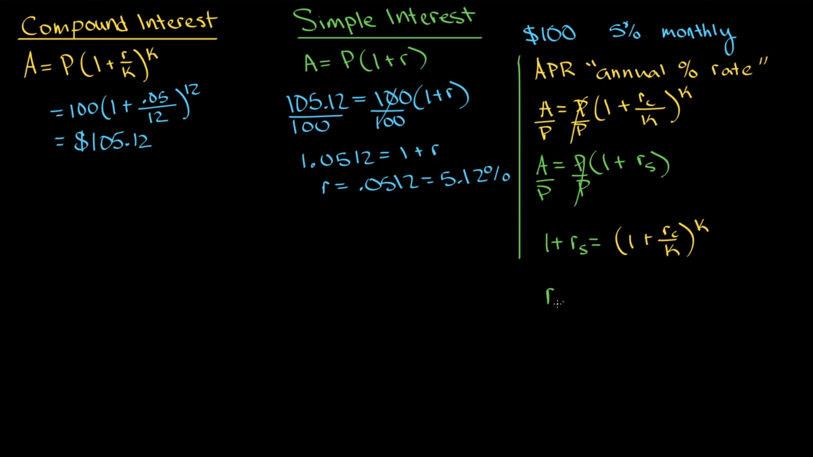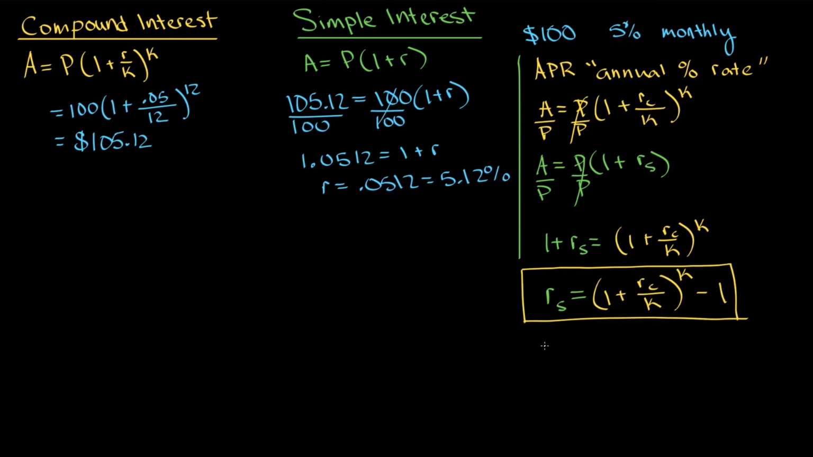R sub S, so we'll subtract 1. So we have R sub S is equal to 1 plus r sub c over k to the kth power minus 1. And this right here is our APR formula. This right here is our APR, and r sub s is APR, the annual percentage rate.